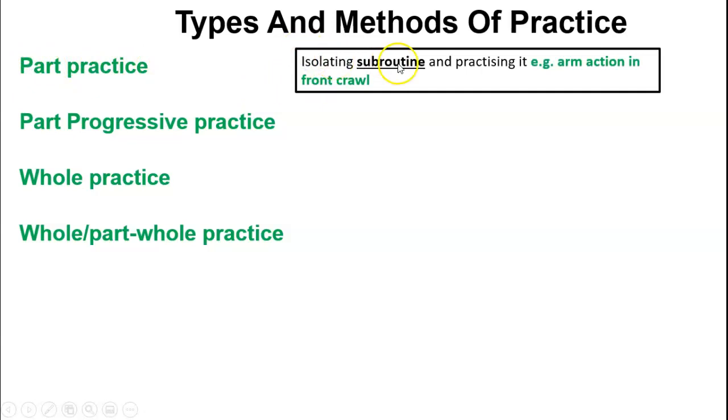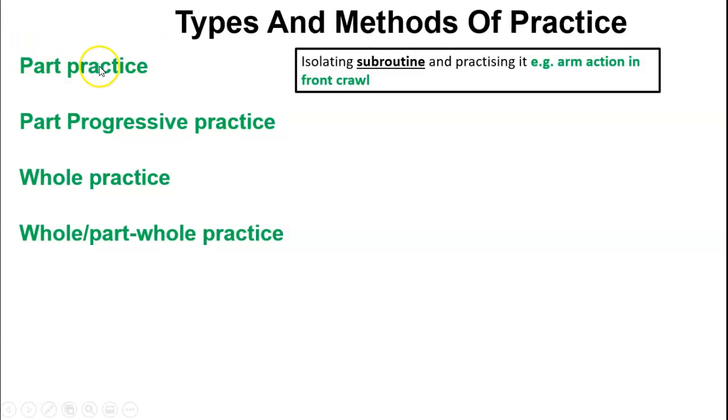Part practice involves isolating a subroutine or subroutines and practicing it. From within a skill, for example, the arm action in front crawl. The front crawl could be split into arm action or leg action. If you were using part practice, you would isolate one subroutine, in this case the arm action in front crawl, practice it, and then when you're ready you can put it back into the whole skill. But the key thing is you're working on an isolated subroutine. If it was a triple jump, for example, it might just be the hop. So hopefully that makes sense.